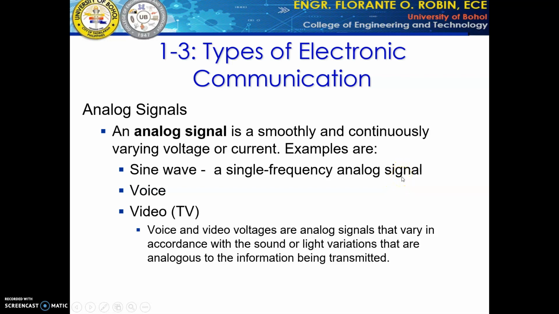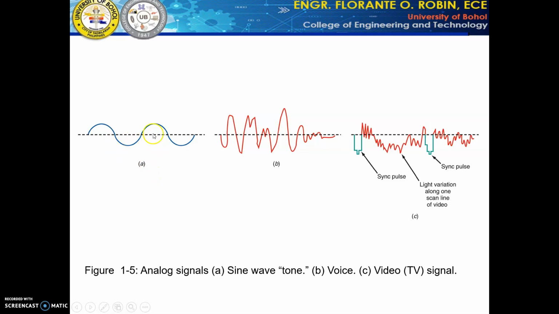Then another type of electronic communication is based on the type of signal used. So we have analog signals, if the signal used is analog signal. So what is analog signal? So analog signals are smoothly and continuously varying voltage and current. So we have sine wave, the voice, and the video signal. So you have here, this is the sine wave, we have the voice, and the video or TV signal.